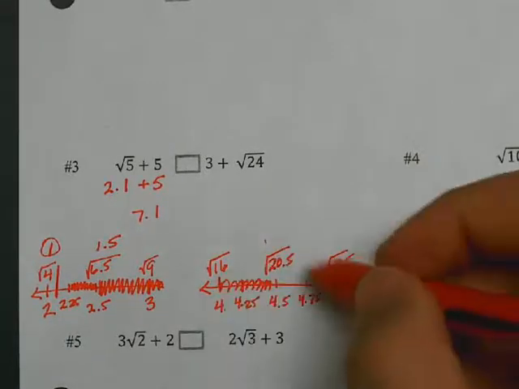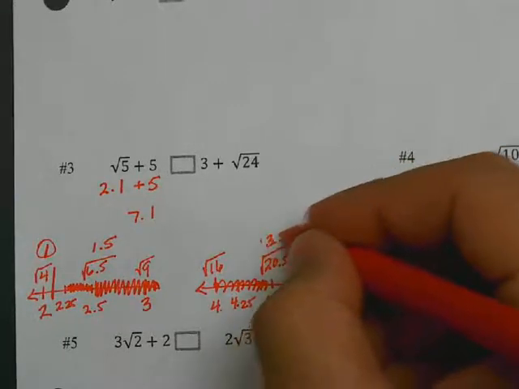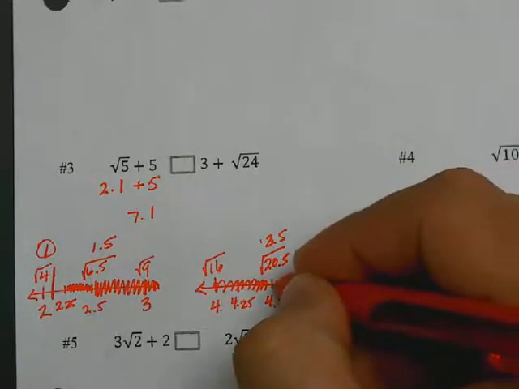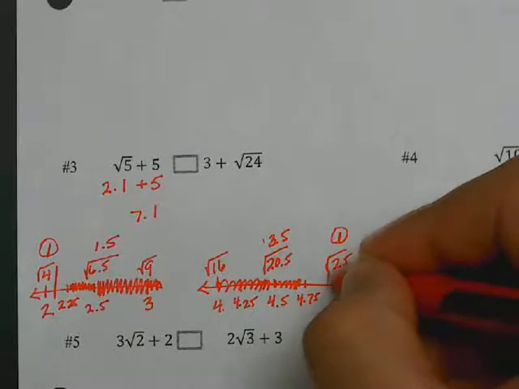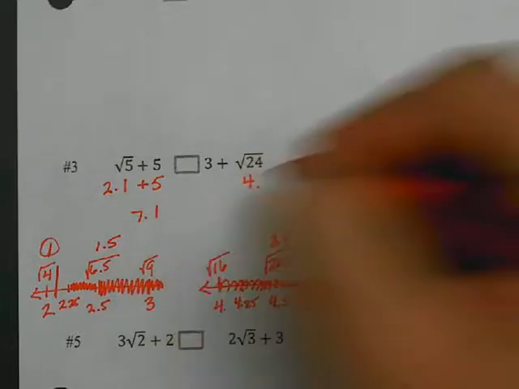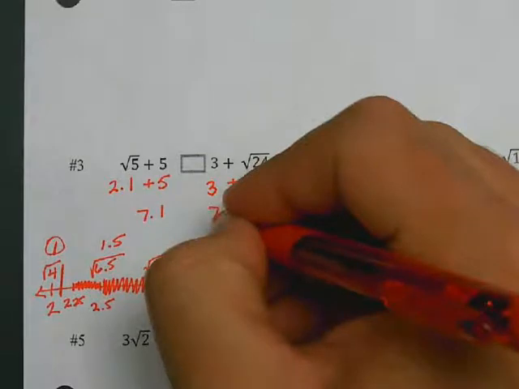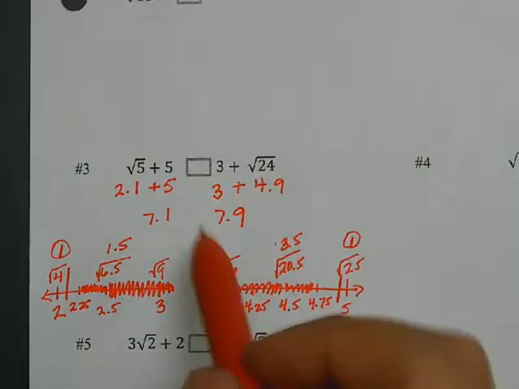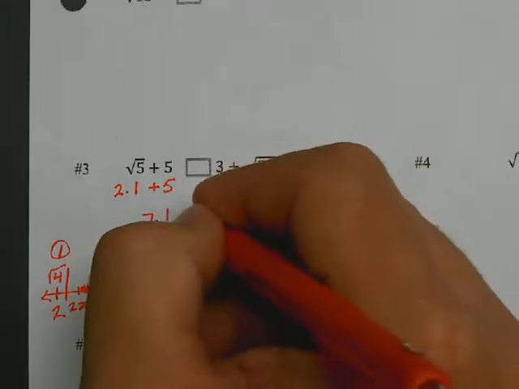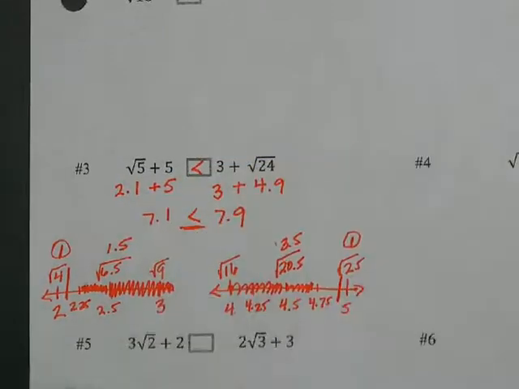So over here, determine the distance. It's one number from this, and it's 3.5 from 24. So it's closer to 25, so we don't need this side. So now we know it's between 4.75 and 5, so I'm going to put it pretty close since this number is so small, and I'm going to say that is approximately 4.9. So 4.9 plus 3 would be 7.9. So see how we're comparing these two numbers? So then we would say 7.1 is less than 7.9, so the square root of 5 plus 5 is less than 3 plus the square root of 24.